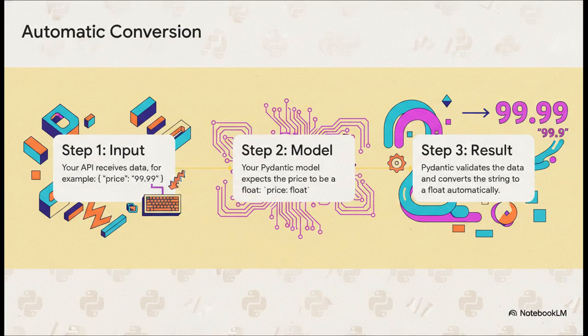And get this, Pydantic even handles converting types for you automatically. So say your API gets a price sent as a string, like in quotes, "99.99", but your model says, hey, I need a float. No problem. Pydantic is smart enough to just convert it. I mean, think about it. That one feature just wipes out an entire class of really common bugs.